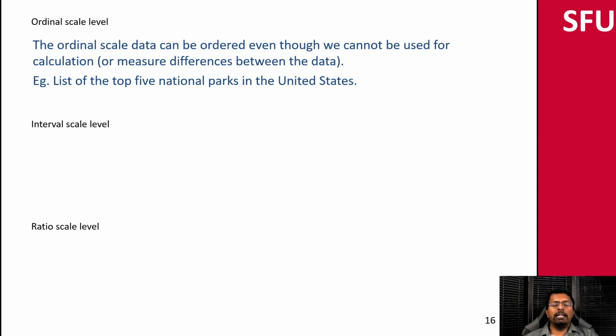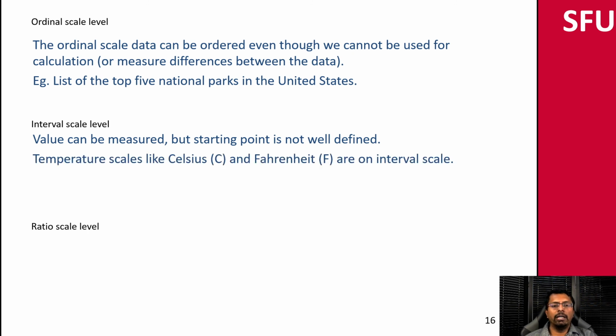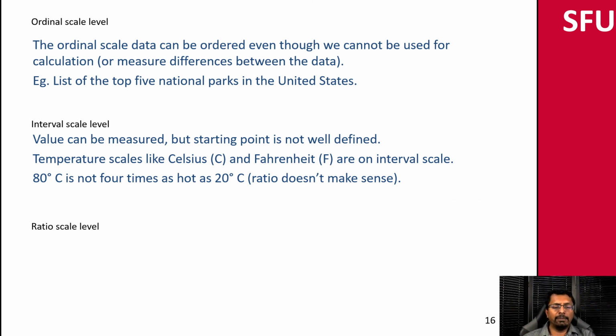The next scale that we use is the interval scale. Values can be measured, but the starting point itself doesn't have any physical meaning. Temperature scales like Celsius and Fahrenheit are interval scales, so the zero in both of these is essentially arbitrary. So 80 Celsius is not 4 times hotter than 20 Celsius, whereas with a ratio scale, ratios actually make sense.